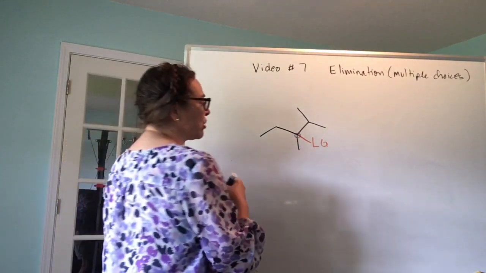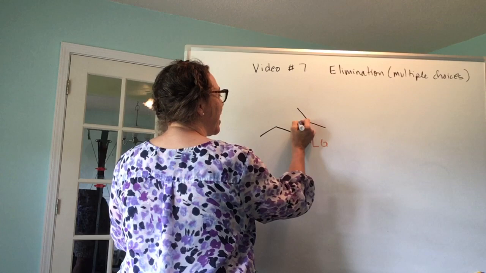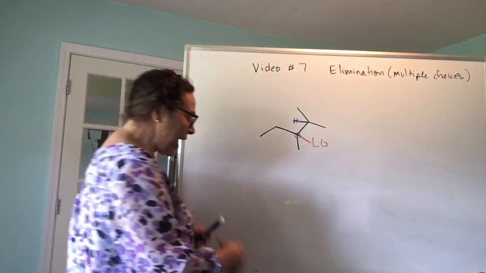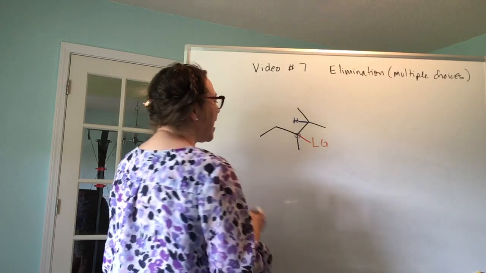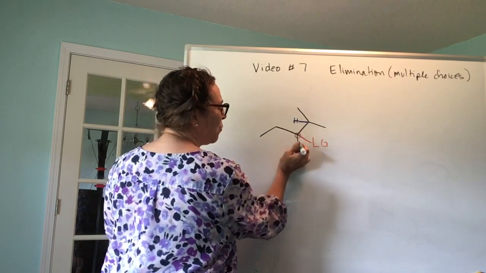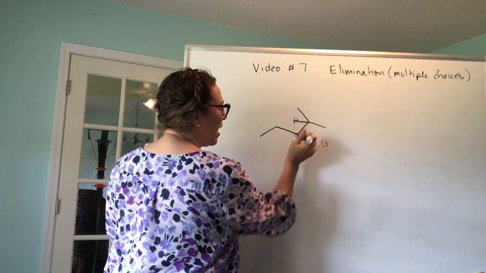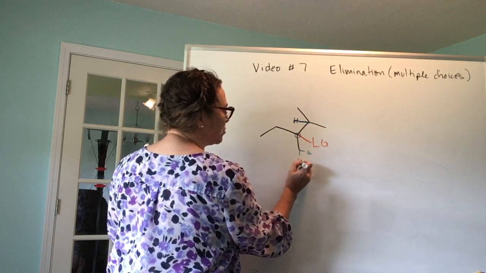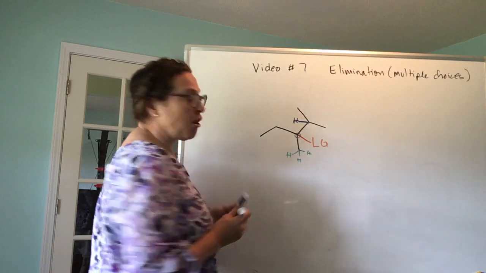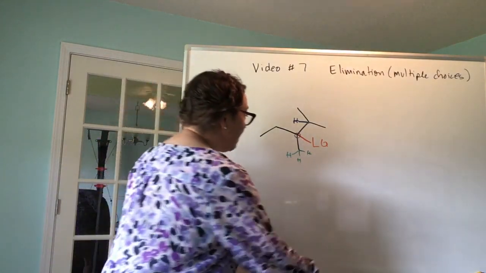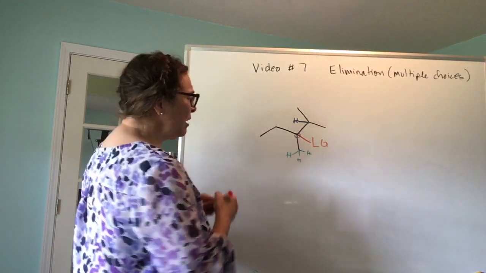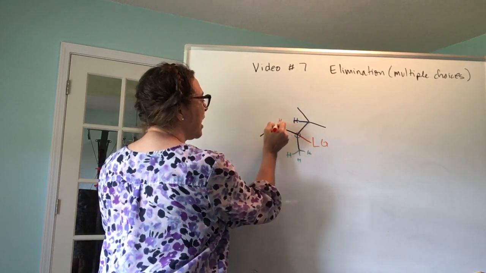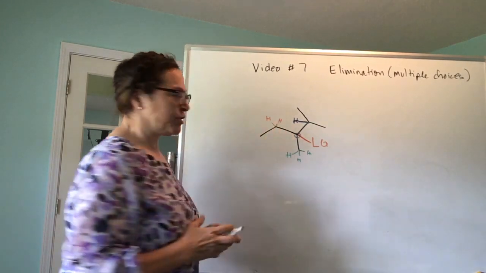So if I look at this structure in particular, I have a hydrogen right here, which is not drawn, but I know is there. And that hydrogen is a beta hydrogen. And then if I go over here, one away, there are 3 hydrogens over here, and they are all beta hydrogens. And then finally, if I look over here, there are 2 hydrogens, and they are also beta hydrogens.